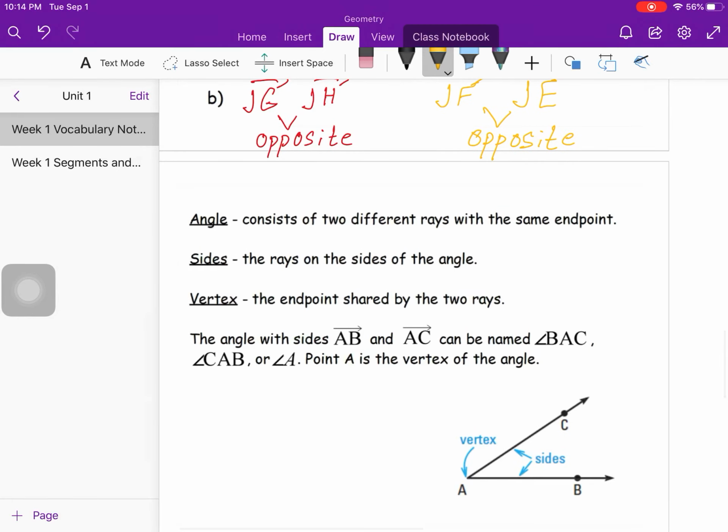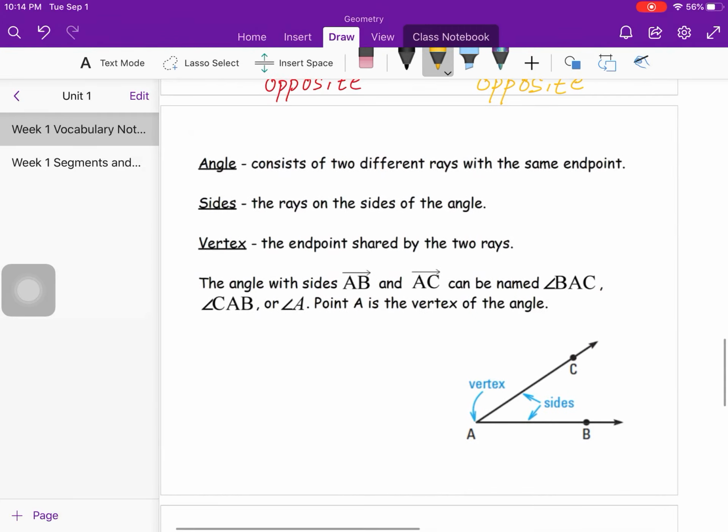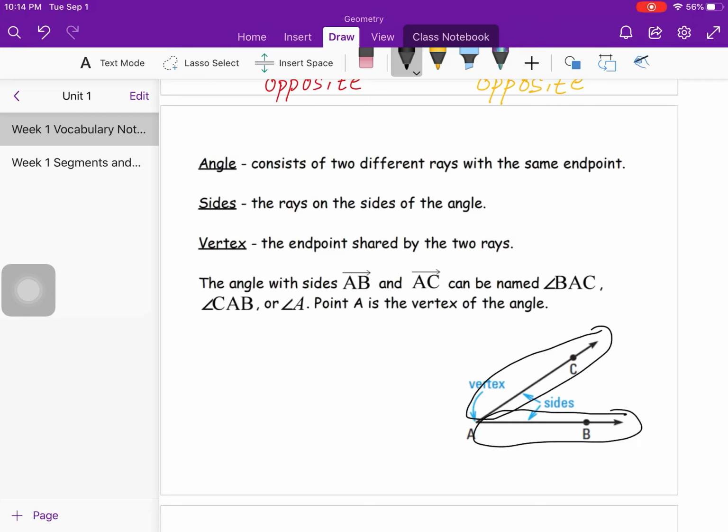Last part here is we're talking about angles. Angles consist of two different rays with the same endpoint. Angles have sides, which are the rays on the sides of the angle. So I'm sure we've all seen an angle before, but this is one side. This is another side, just like these arrows here indicate. And then the vertex is the endpoint shared by the two rays. So that's point A. That's our vertex.